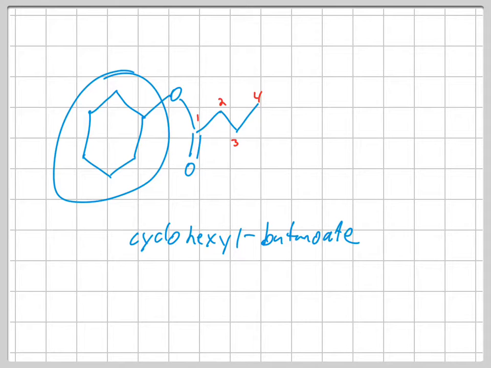Once again, the part that's single bonded to the oxygen would be named first, and then the rest of it would be named second. Now, we would also follow conventions if we had some substituents on there, but that starts getting pretty nitpicky with what we're talking about right now.